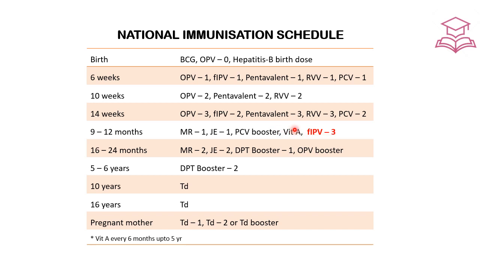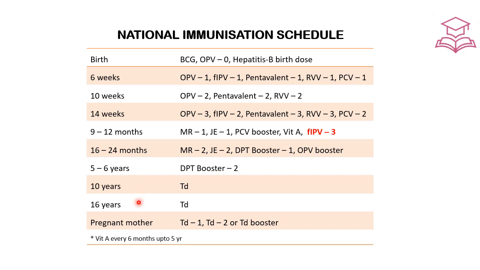Then we are starting the vitamin A first dose in 9 to 12 months. After that, every 6 months up to 5 years, vitamin A is given. In 16 to 24 months, we also have DPT booster 1 and OPV booster. In 5 to 6 years, we have DPT booster 2.